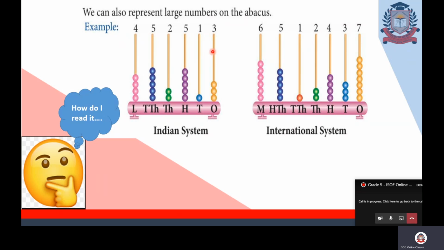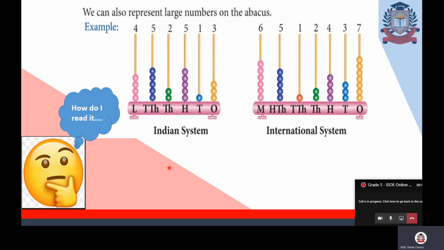So how many beads do I have in the ones place? 3 beads. How many beads in the tens place? 1 bead. How many beads in the hundreds place? 5 beads. How many beads in the thousands place? 2 beads. How many beads in the 10,000s place? 5 beads. How many beads in the lakhs stick? That is 4 beads, right?